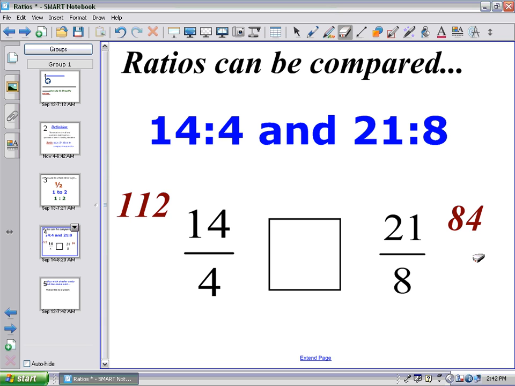Now, 112 is definitely bigger than 84, so that means the ratio 14 to 4 is bigger than the ratio of 21 to 8. And this is how we can take two ratios and compare them and determine which of the two is bigger than the other.